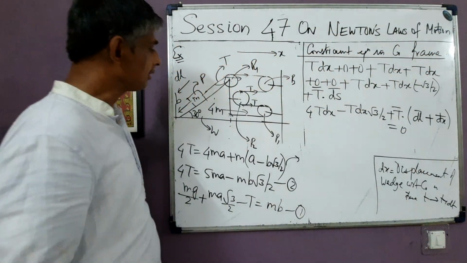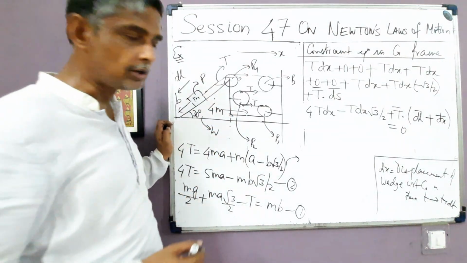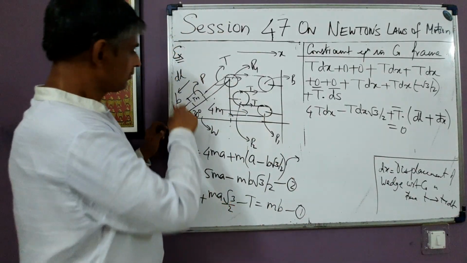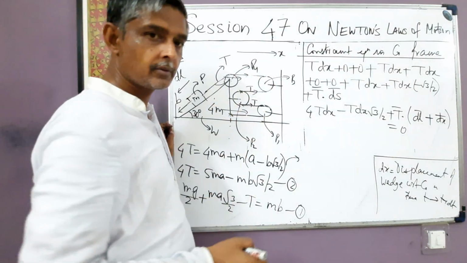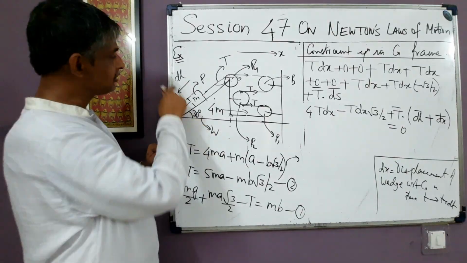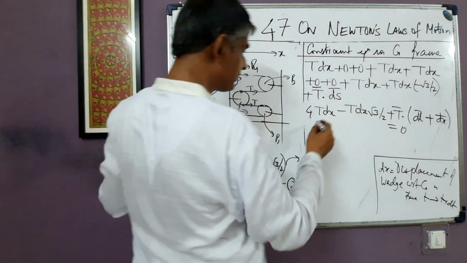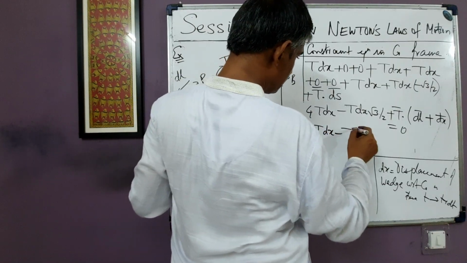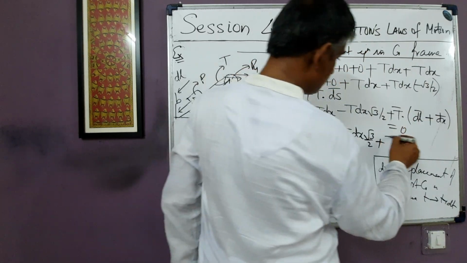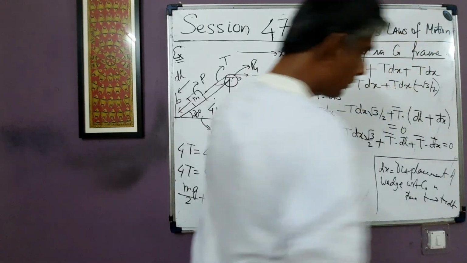Now, the wedge is translating with respect to ground, okay? So the relative velocity formula and the formula for displacement are similar. Vpg equals Vpw plus Vwg. Same way, displacement of block with respect to ground ds is equal to displacement of block with respect to wedge dl plus displacement of wedge with respect to ground dx. Same format, okay? Now this I expand: 4T dx minus T dx root 3 by 2. So this I break: T dot dl plus T dot dx adds up to 0. Alright.